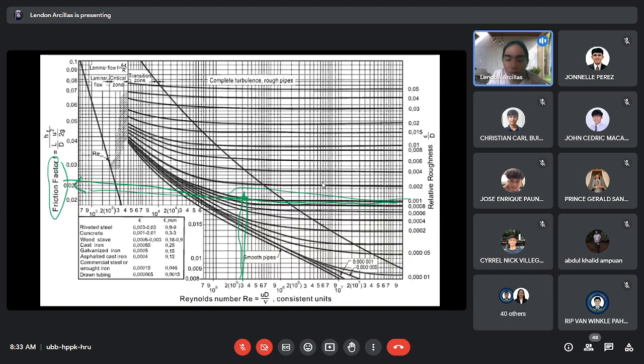You cannot use Moody diagram pag pwede naman siyang i-use dito pag laminar yung flow, since meron naman siya dito na value. Mas madali if ito na lang yung formula ang gagamitin mo pag laminar. Okay? Ginawa lang to para sa mga turbulent since walang formula yung turbulent flow. Sa laminar lang. But you can also use this for laminar, pero mas mahirap nga lang.